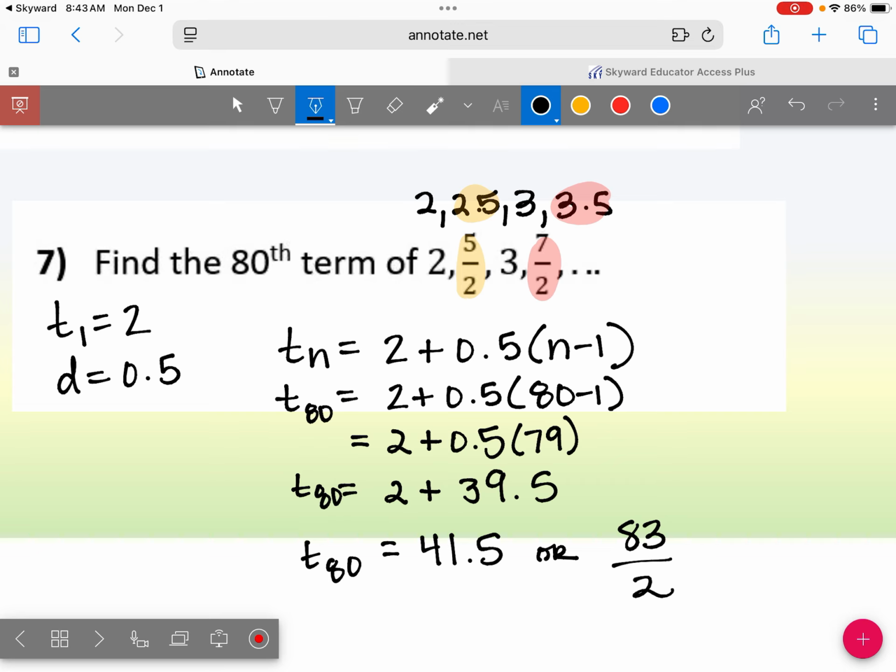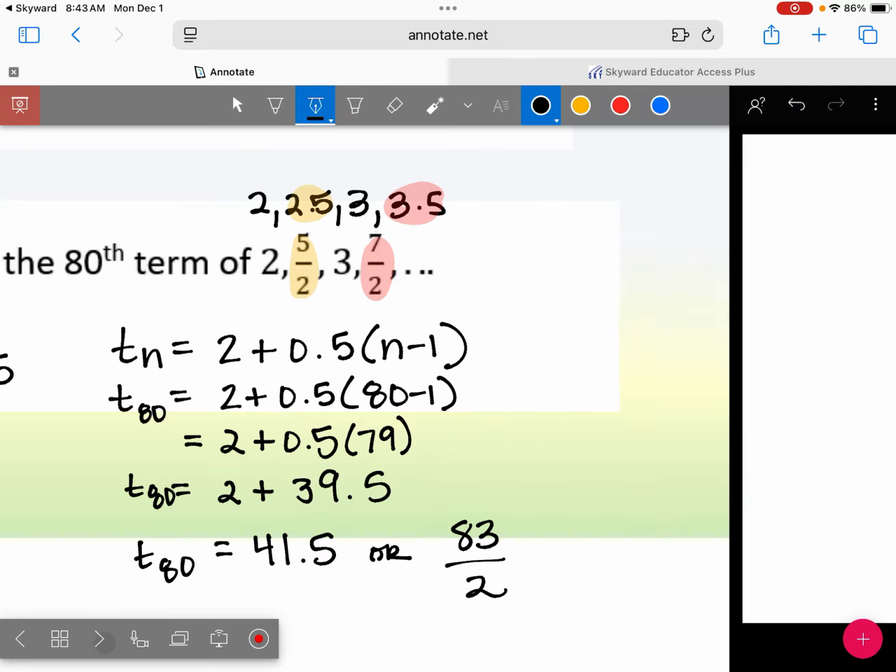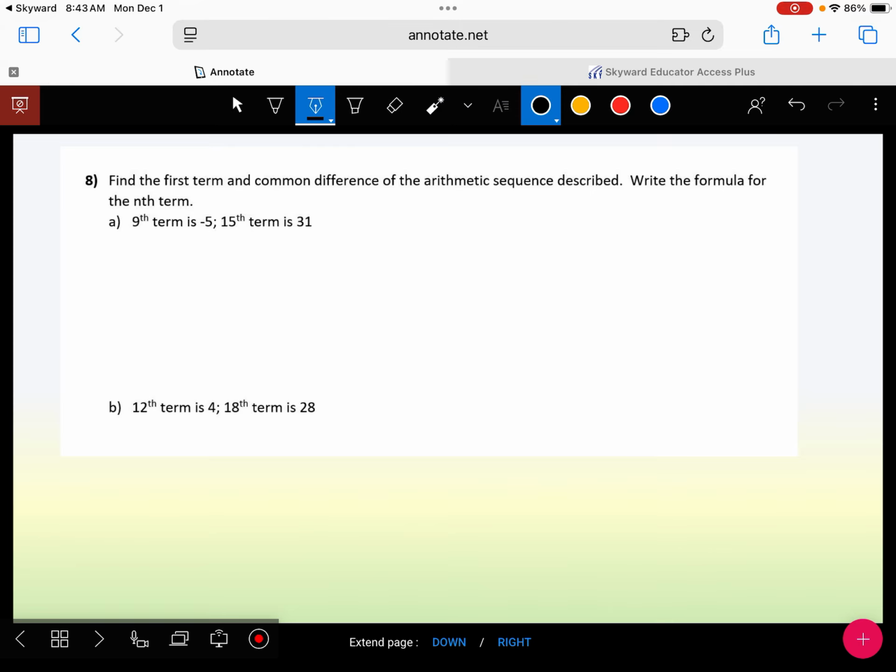All right, so now we're going to do some systems of equations. We haven't done this at all this semester. And then we will be done there. All right, so we know they didn't tell us the first number or the common difference. We have to find them both.